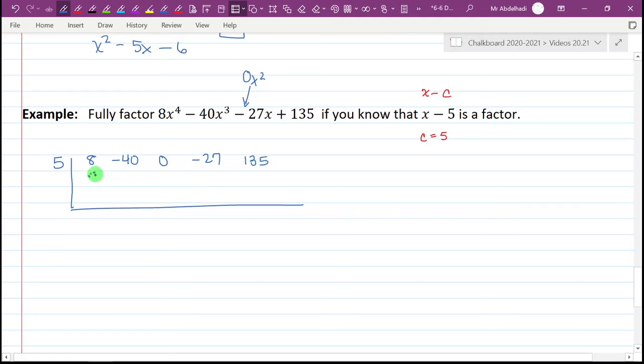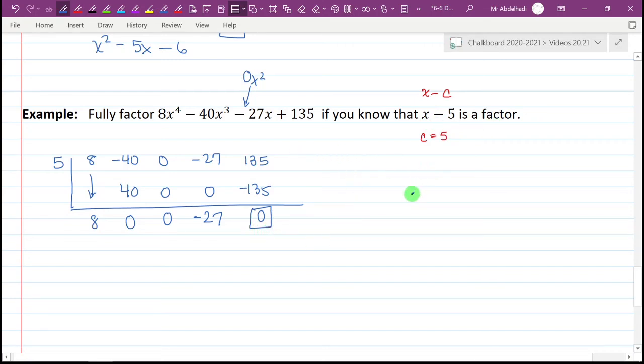So let's do the synthetic division now. Drop the 8. 5 times 8 is positive 40. And this -40 plus this 40 are going to cancel out. So you get a 0. 5 times 0 is still 0. 0 plus 0 is still 0. And 5 times 0 is still 0. Wow, lots of zeros. -27 plus 0 is -27. And 5 times -27 is -135, and 135 plus -135 gives us a 0 remainder, which, since you know this is a factor, had to happen.